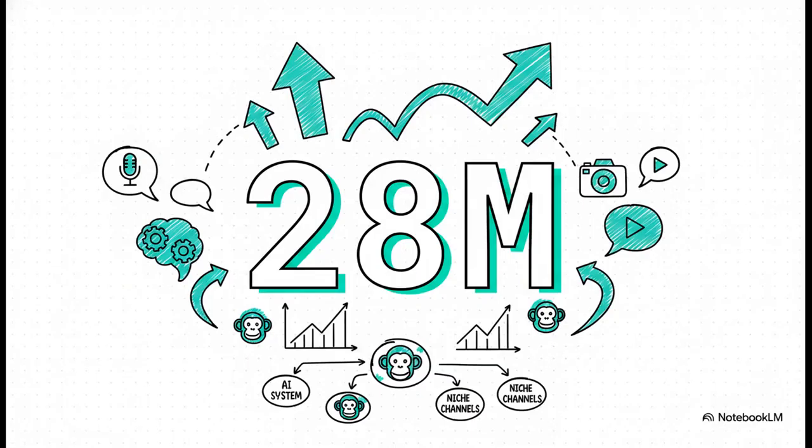Let's kick things off by looking at a completely staggering number, 28 million. That's how many views a channel called Primate Economics pulled in. But here's the mind-blowing part. They hit that massive viewership along with 500,000 subscribers using just 24 videos. Seriously, 24. They did it by using an AI-powered system that clearly, undeniably works. And today we're going to unpack exactly how you can replicate that exact same structural success for your own niche.